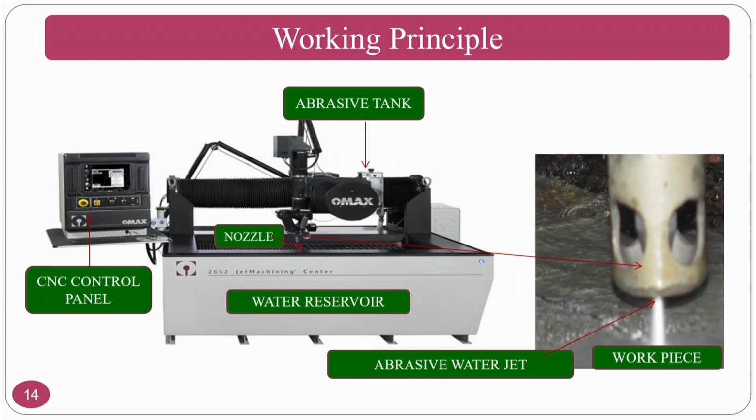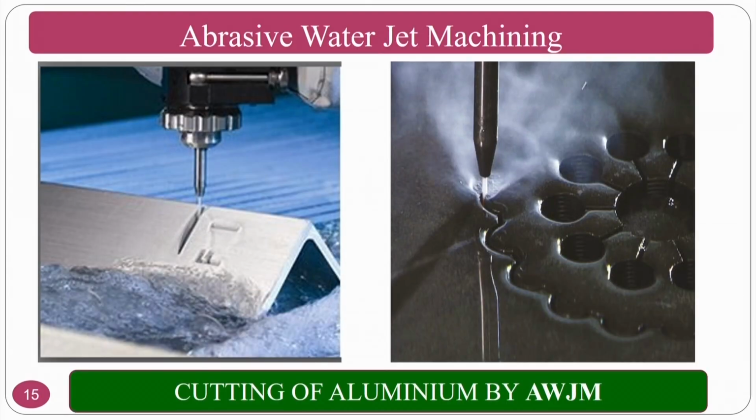The overview of the machine: this is the CNC control panel and this is the abrasive tank. I already said that abrasive tanks are at a slightly higher height, because of which, by virtue of gravity, the abrasives will move, and highly compressed water will be sent, and both will mix and come out. You can see here the abrasive water jet coming out of the nozzle and impinging on the workpiece surface.